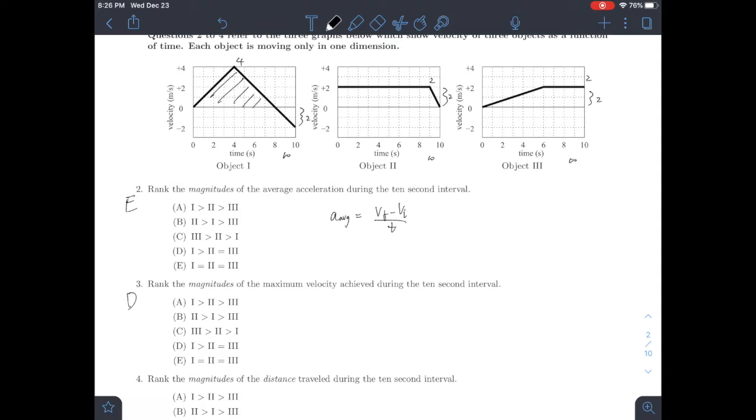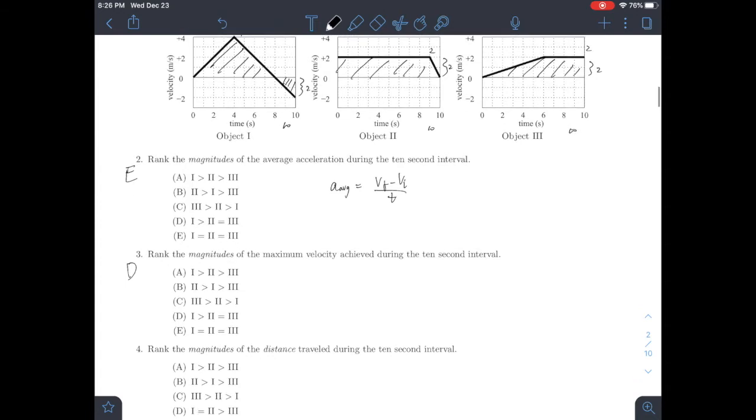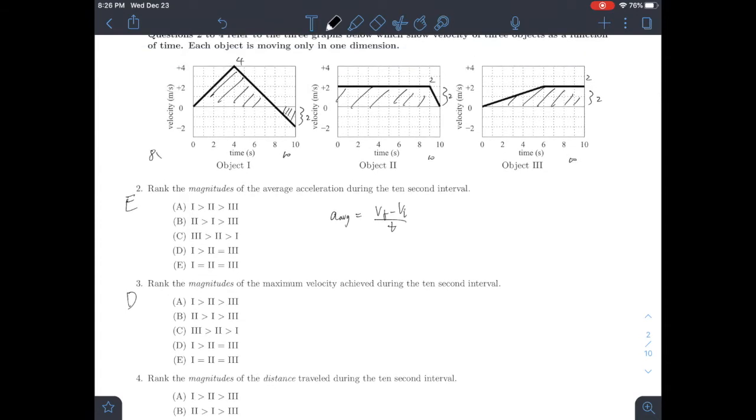On the fourth question, rank the magnitude for the distance traveled during the 10-second interval. Now we need to calculate the area under all the curves, because we only want to consider distance, not displacement. So we just calculate all the area instead of subtracting. For the first, we have 8 times 4 over 2, minus 2 times 2 over 2. Oops, that should be a plus. Sorry. The second one is 9 times 2 plus 1 times 2 over 2. And the third will be 6 times 2 over 2 plus 4 times 2.